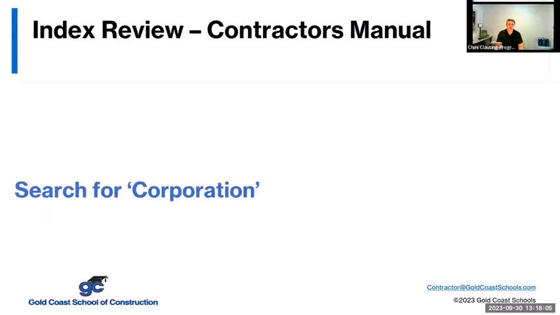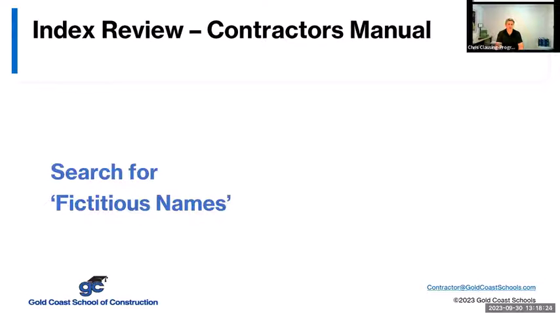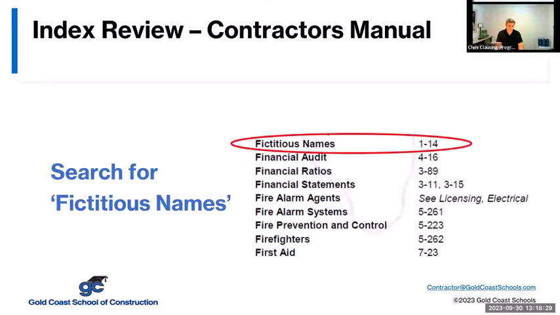Let's search for corporation. So under C for corporation, we have, again, a list of corporations, a more general term, and underneath it are going to be more specific terms related to corporations: advantages, disadvantages, dissolution, limited liability, etc. And then again, types of business. Search for fictitious names. Fictitious names, that's something we'll review. And that's just a single keyword. Pretty specific, but it has its own section in there.